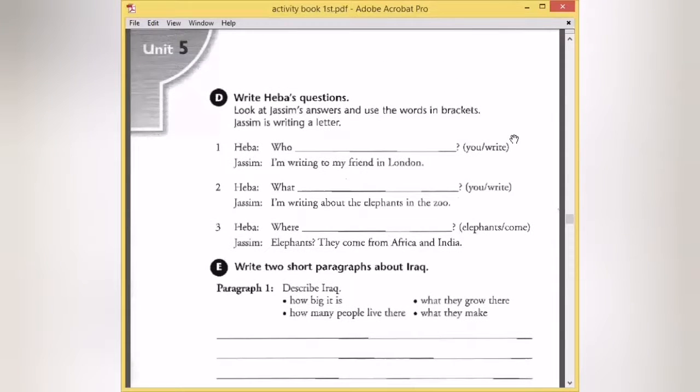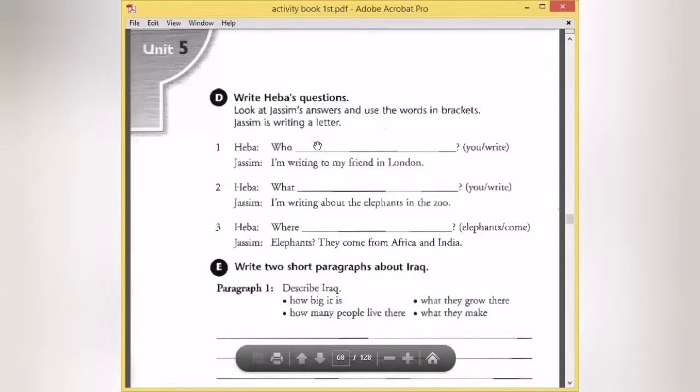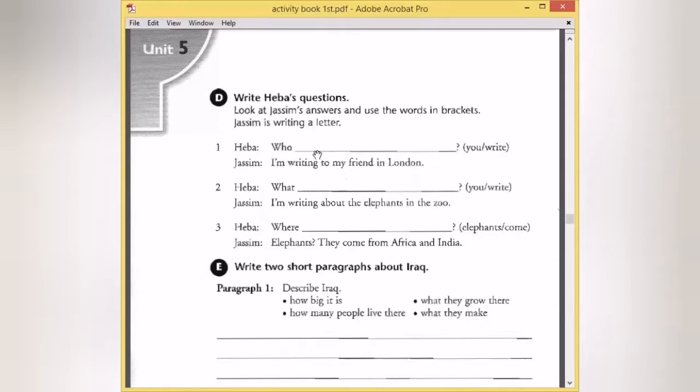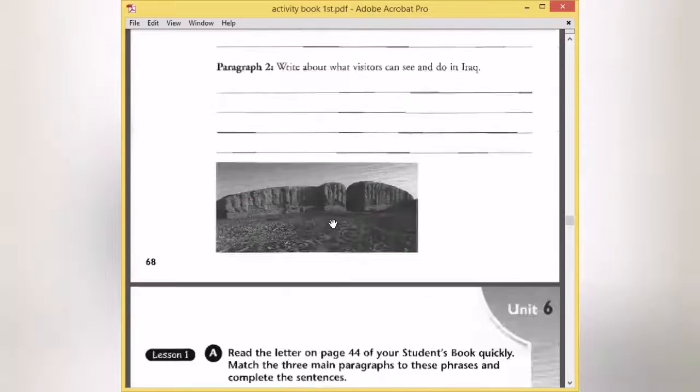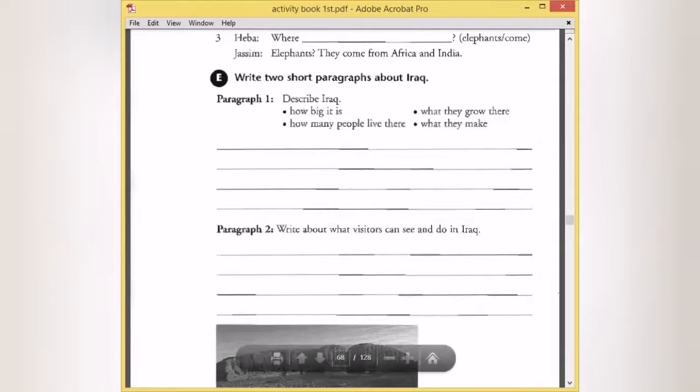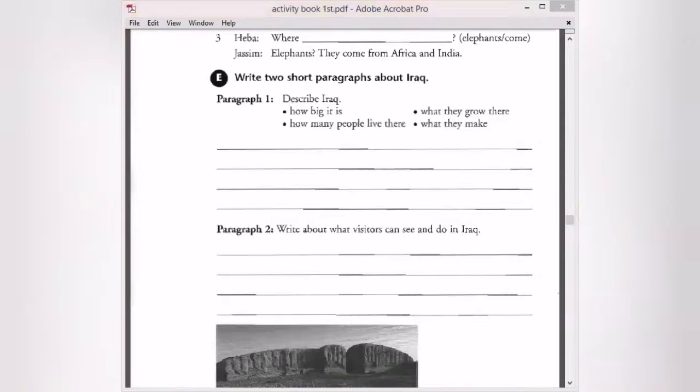We don't have time, unfortunately, so next time we will do exercise D. Try to do exercise D, in which you will have to write double-edged questions, okay? And after that, try to study lesson 1 of unit 6, and this is your homework. Let us listen to what Awab wants to say before ending this lesson. Yes, Awab, I'm listening to you.